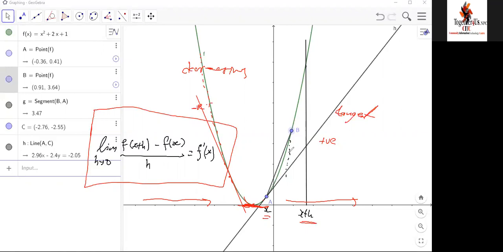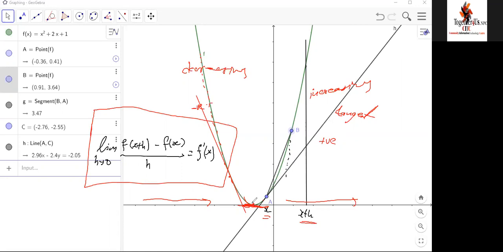As we go up, what happens? The values of y are increasing, and the gradient becomes positive. So basically, the positive gradient is associated with the increasing part of the function, whereas the negative gradient is associated with the decreasing part of the function, and the turning point is associated with the gradient of the tangent being 0 at that particular point.